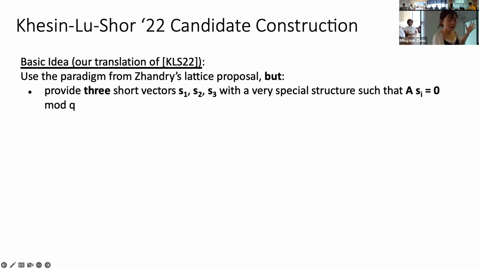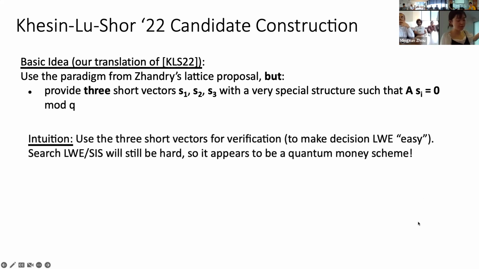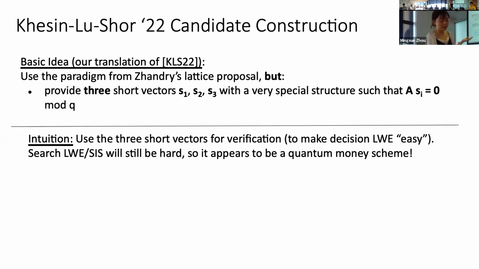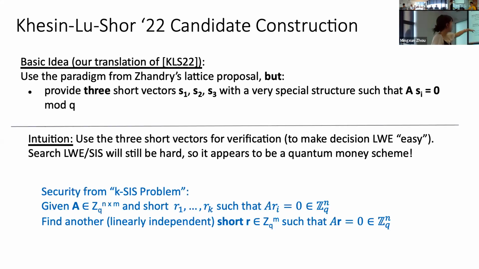And why do they think this works? Because they can use these short vectors to help you verify whether these LWE samples are valid when you do the quantum Fourier transform. But we already give out short vectors, so why is the short integer solution problem hard? Or I already give you a bunch of solutions. Intuitively, they want to rely on something that says: I give you A, I give you a bunch of short vectors in the kernel of A, but you have to find me another linearly independent short vector.